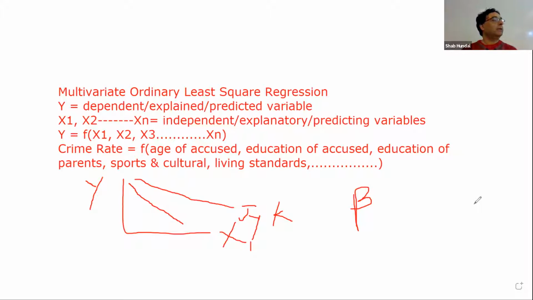Are you fine? While you're thinking, I can give you a quick recap: correlation and regression are like first cousins. The difference is that in correlation, we only study their association. I can say that age of accused and crime rate are associated. But I would never say in correlation that the age is causing the crime rate, or, of course, crime rate can't cause the age.